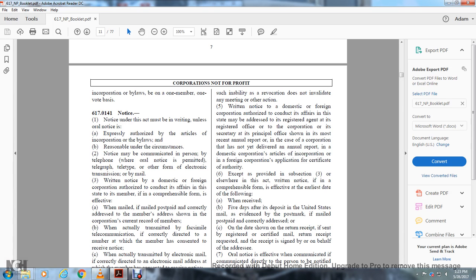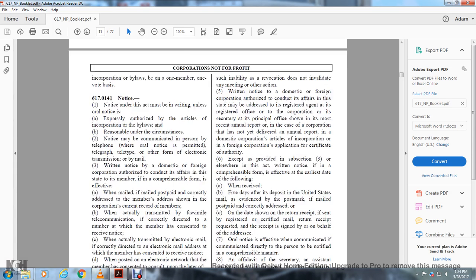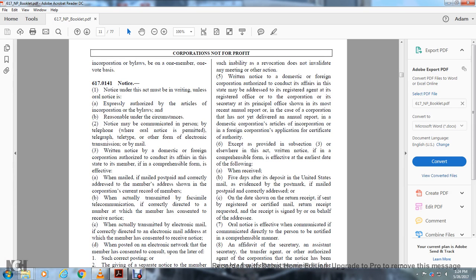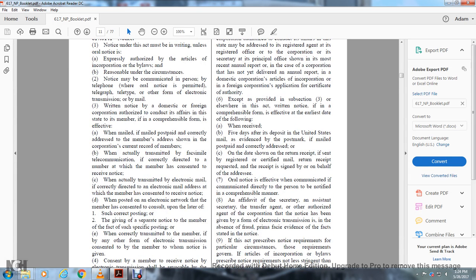Written notice, if in a comprehensible form, is effective at the earliest of the following: when received; five days after its deposit in the United States mail, as evidenced by the postmark, if mailed correctly addressed; or on the date shown on the return receipt, if sent by registered or certified mail, return receipt requested, and the receipt is signed on behalf of the addressee.